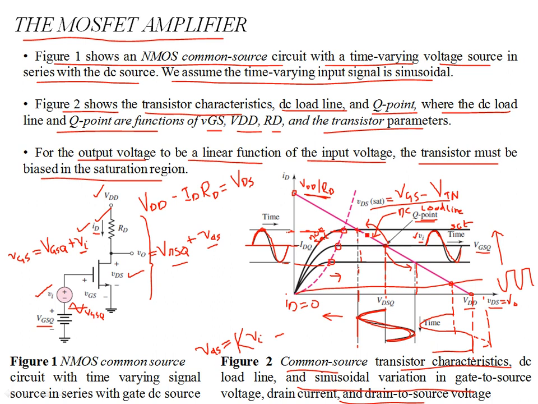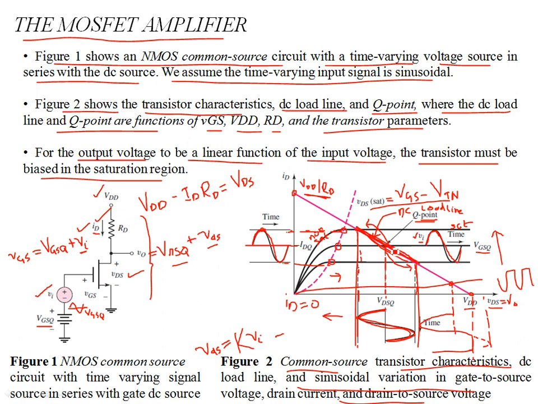It has to. Why? Because your VGS is not constant. Your VGS is varying on this DC load line like this. So this maps your current to the output voltage, which is a linear function of the input voltage. That means the input voltage Vi is linearly amplified by the transistor. So the Q point is shifting.